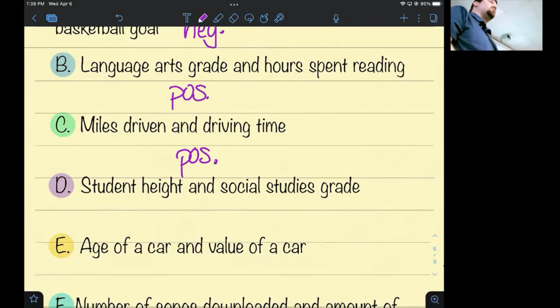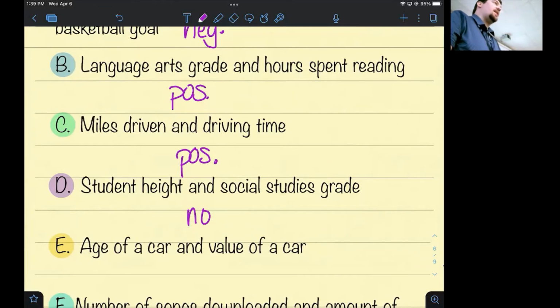Student height and social studies grades. What do you think, Jace? Student height and social study grades. I would agree. There is no correlation there. If there was some sort of correlation, if I were to line you up from tallest to shortest, it would also reflect your social studies grades. We know that wouldn't be true.